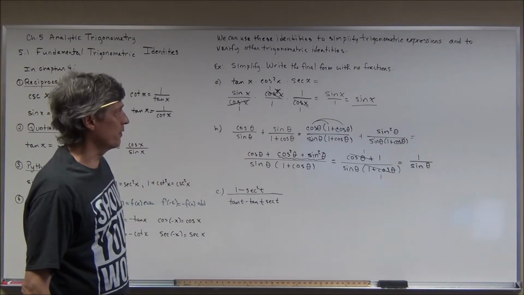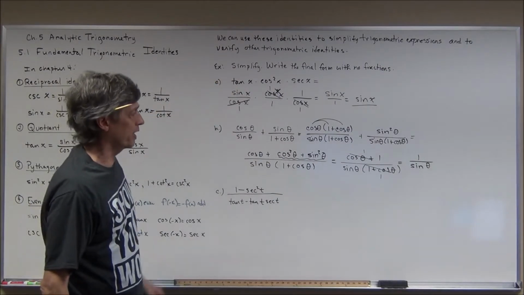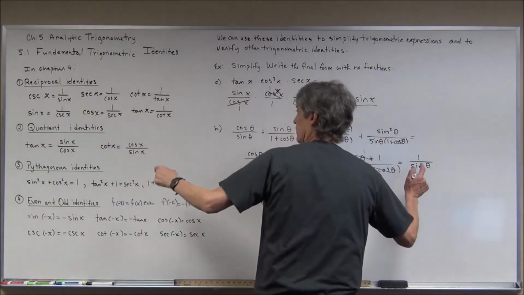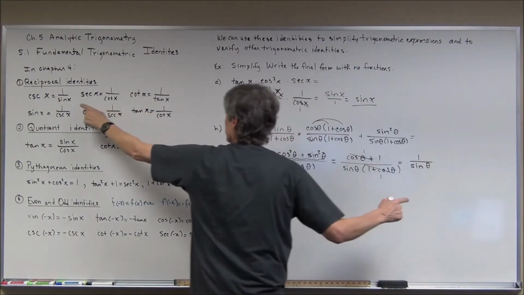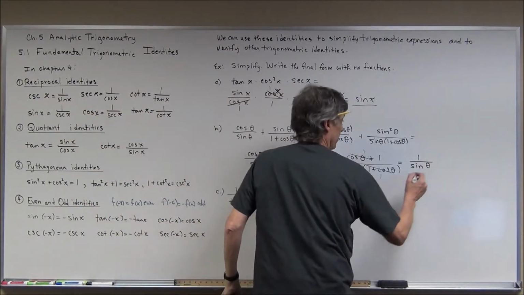Now that's pretty simplified, but again, remember the directions stated no fractions, so I'm going to use the reciprocal relationship here and write 1 over the sine of theta as the cosecant of theta.